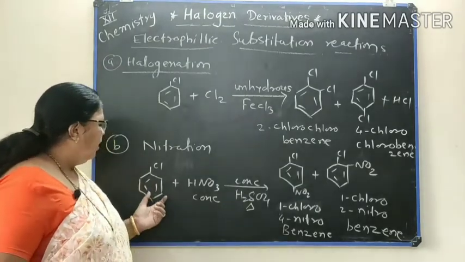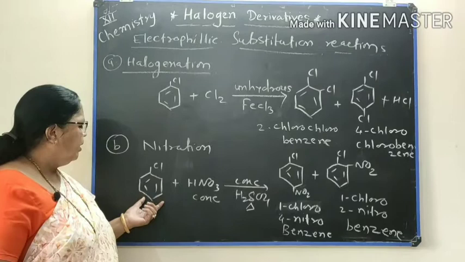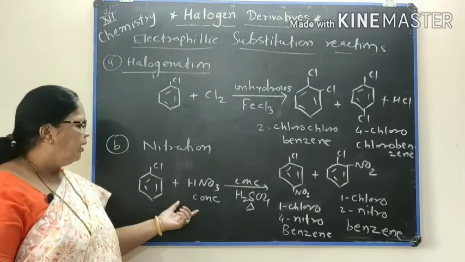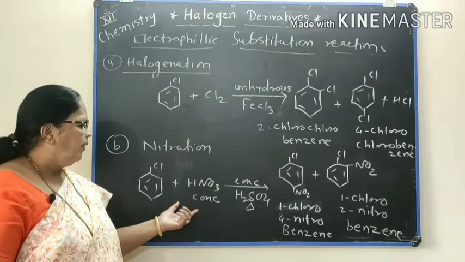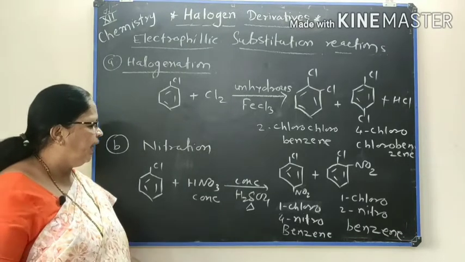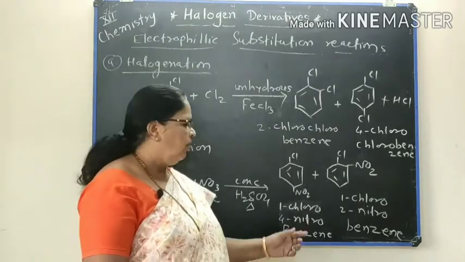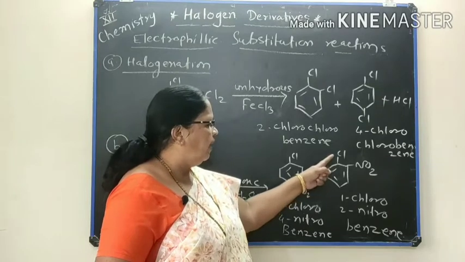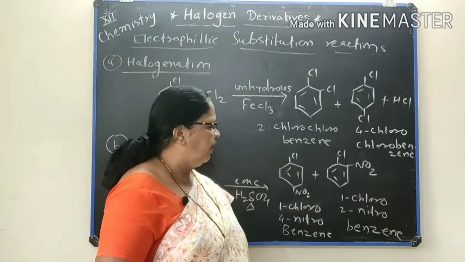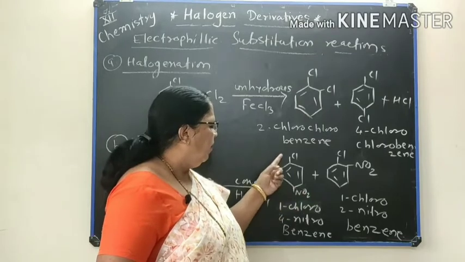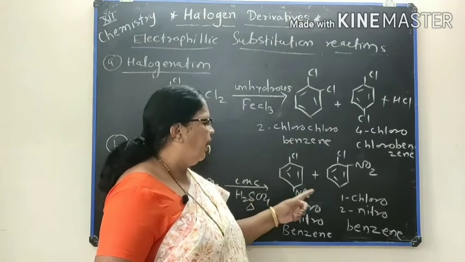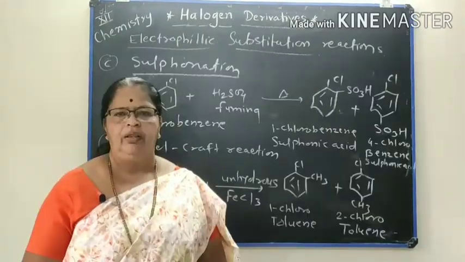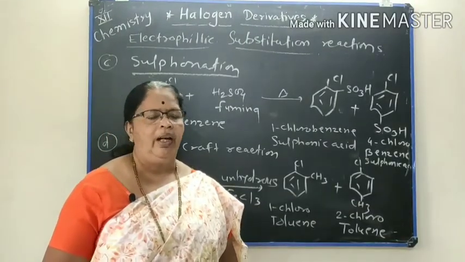Once again, nitration means addition of nitro group. When alkyl halide such as chlorobenzene is treated with nitrating mixture, HNO3 and concentrated sulfuric acid, after heating it gives the two products. First one 1-chloro-4-nitrobenzene and second one 1-chloro-2-nitrobenzene. Here major product is 1-chloro-4-nitrobenzene and minor product is 1-chloro-2-nitrobenzene.